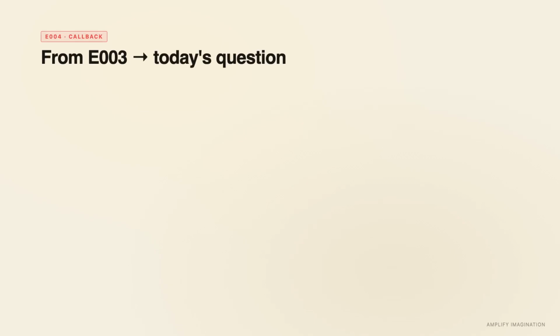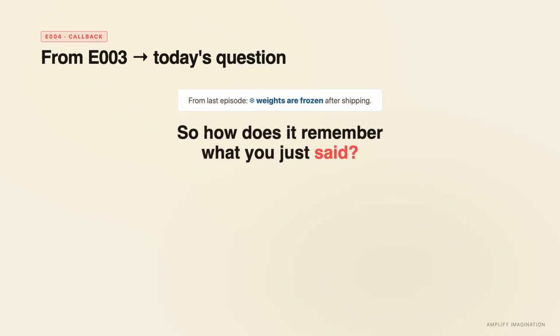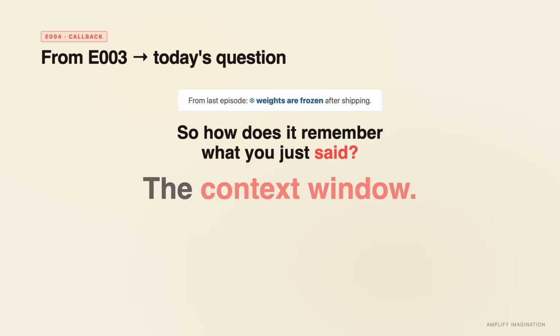Last episode, we said the model's weights are frozen after shipping. So how does it handle your conversation? Where does it remember what you just said? The answer is the context window. And it's the most useful thing you can understand about a chat model.